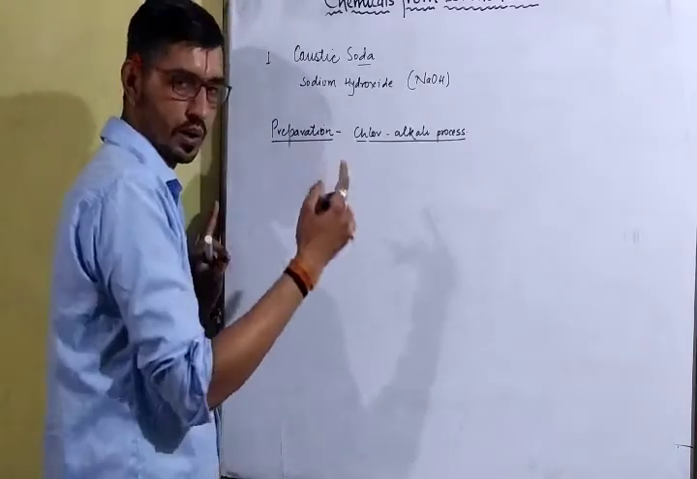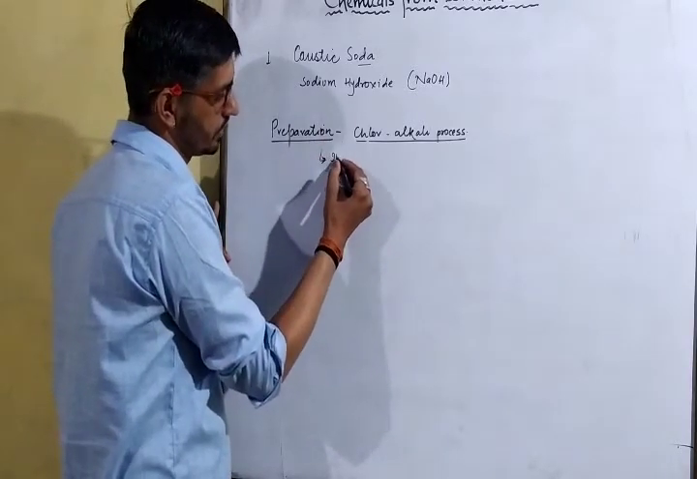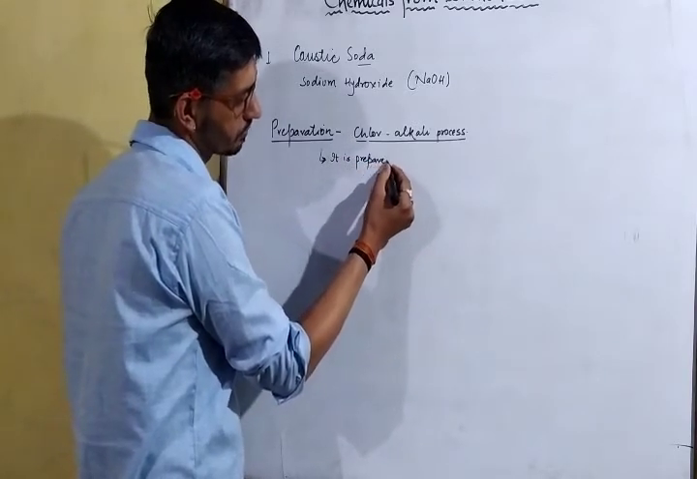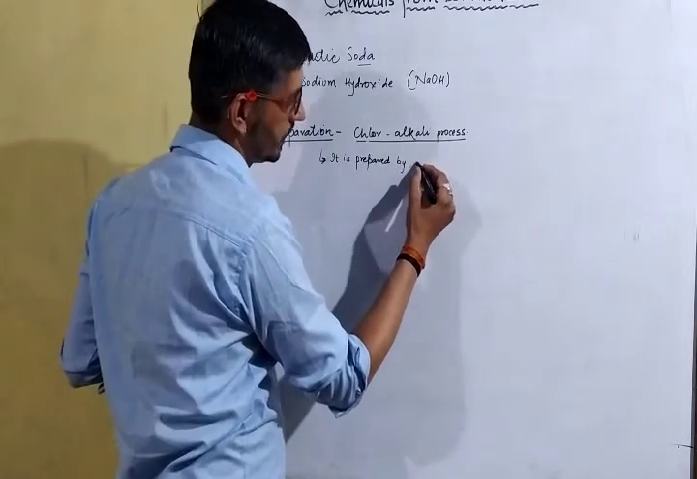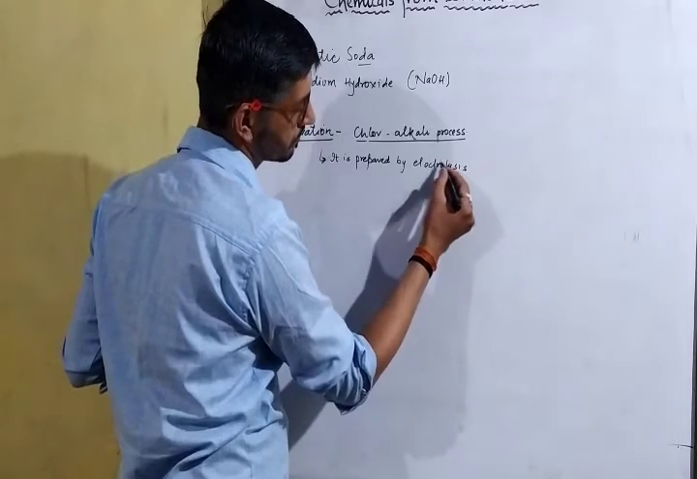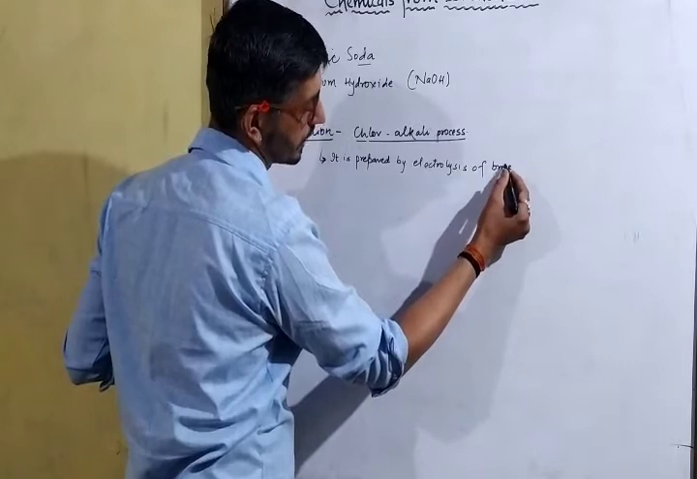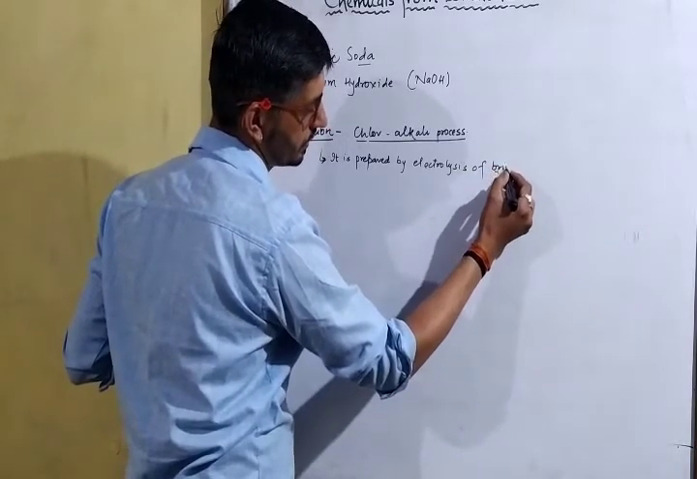In this process, what happens? It is prepared by the electrolysis of brine water. It is prepared by the electrolysis of brine.